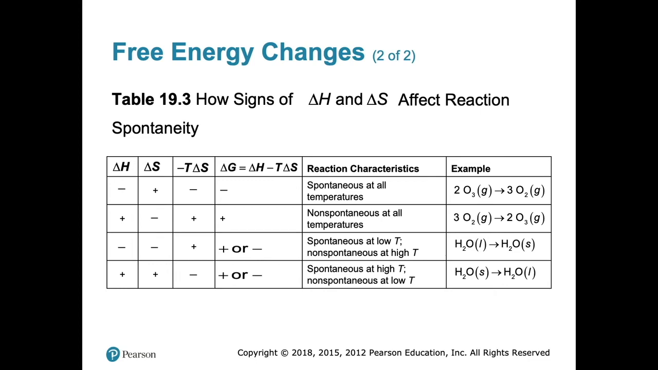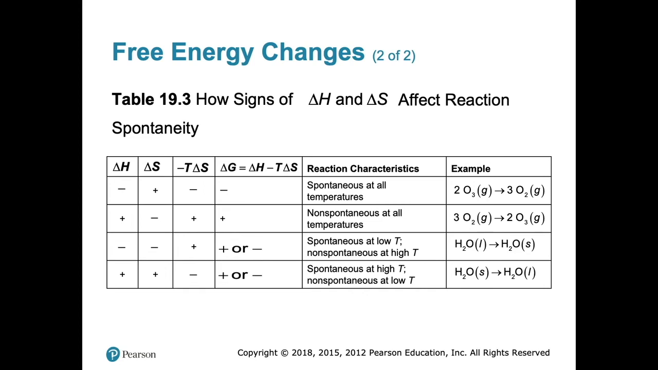So the thing that you need to notice here is that you have a negative T, a negative temperature, and depending on the sign of delta S, that gives you the overall sign of negative T delta S. Does that make sense? So if you have a positive delta S multiplied by a negative T, what do you get? A minus sign, right? You see that?